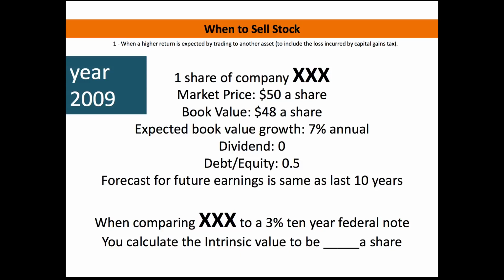This company's debt to equity ratio is right where we want it, at 0.5 or lower, so it's right on target there. And our future earnings are going to be consistent with what we've seen in the last 10 years. So based on those figures, we compare XXX to, let's say the 10-year federal note right now is 3%, even though that's not what it is. We're just going to say that for this generic scenario in 2009, which was 3 years ago, the interest rates were 3%.